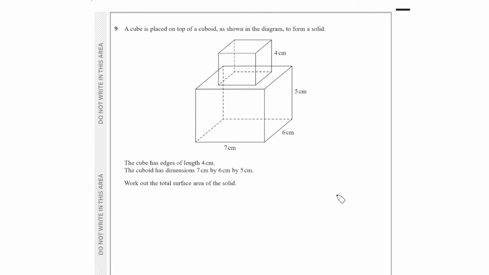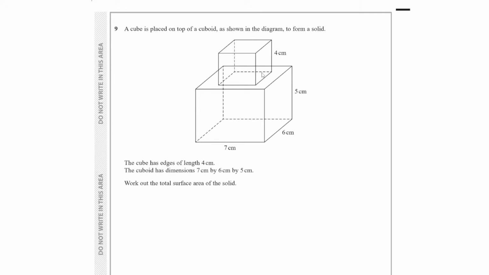The cuboid has dimensions 7 centimeters by 6 centimeters by 5 centimeters. We can see all of that from the diagram. Work out the total surface area. Okay. So surface area is just all of the areas of all the faces, but on the outside, right? So this bit here, where it overlaps, is not going to be counted. We just want the outside.